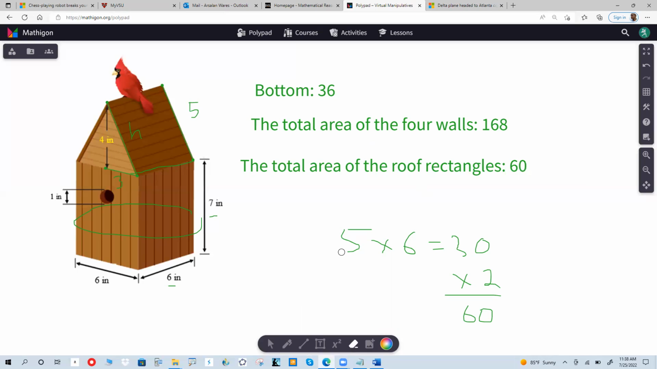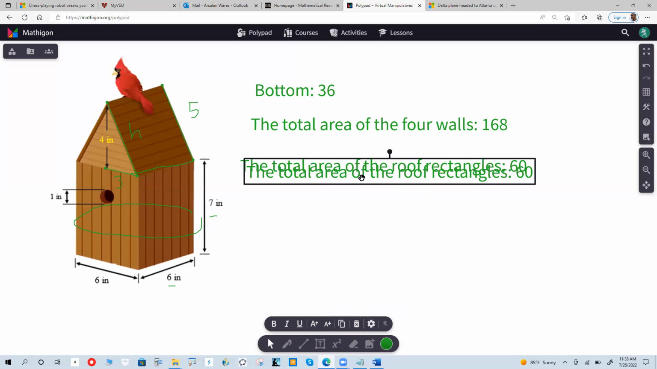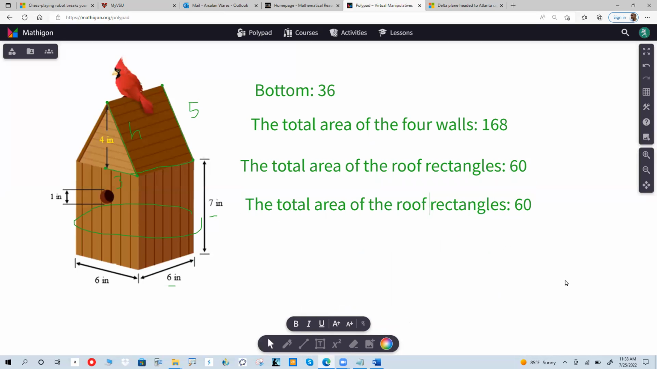And we don't need it. I'm going to erase it. Okay, now I'm going to take this, copy it. The total area of the roof triangles. There are two triangular pieces that make the roof as well.